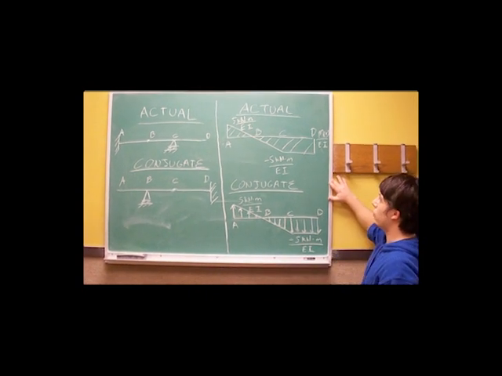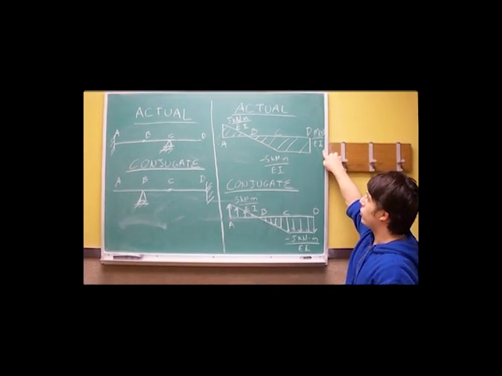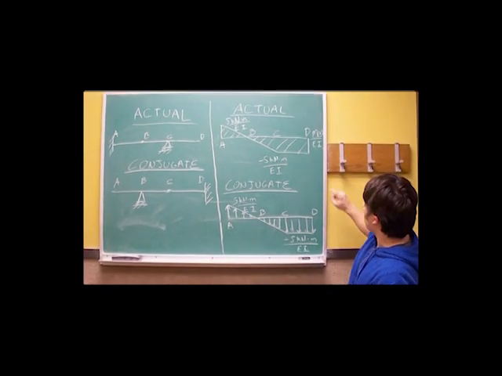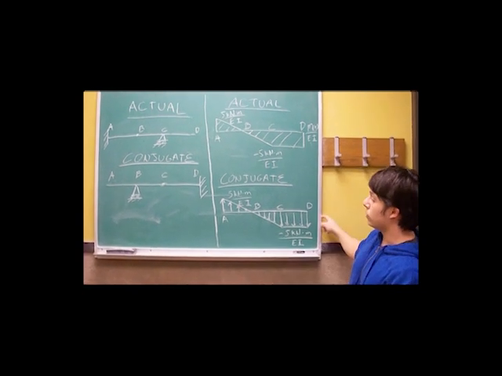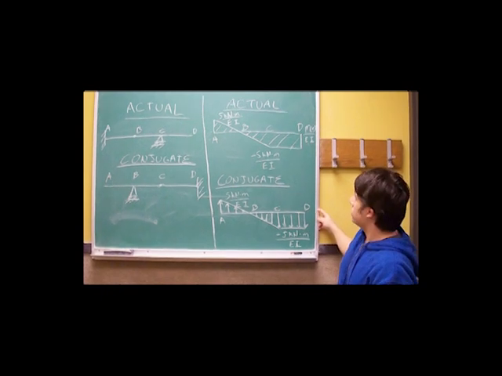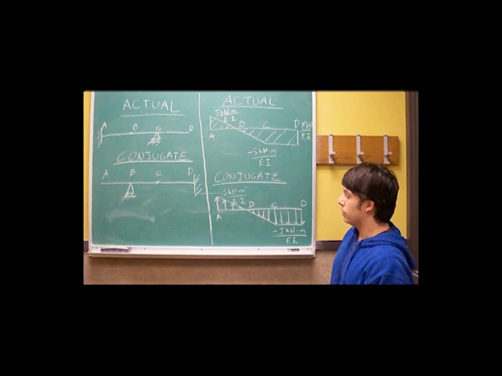And here, this is the loading. If you remember, this is our moment diagram, or our deflection diagram, to be more precise. This will become your loading diagram in the conjugate beam. As you can see, all the loads point away from the beam. So your negative moment is a negative load, and your positive moment is a positive load.